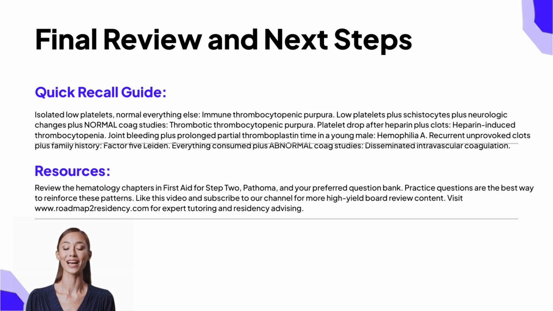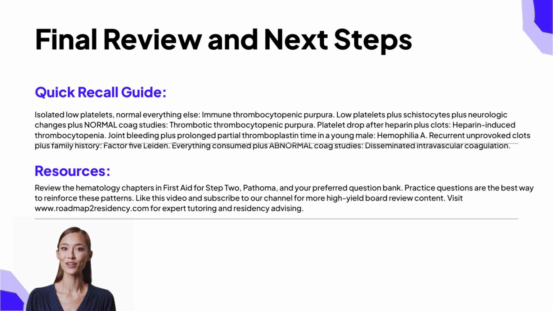Let us do a final recap of the key test-taking strategies we covered today. For platelet disorders, remember that isolated low platelets with everything else normal means immune thrombocytopenic purpura. Add schistocytes and neurologic changes with normal coag studies, that is thrombotic thrombocytopenic purpura. Platelet drop after heparin with paradoxical clotting, that is heparin-induced thrombocytopenia. For clotting factor deficiencies, isolated prolonged partial thromboplastin time with joint bleeding in a young male is hemophilia A.